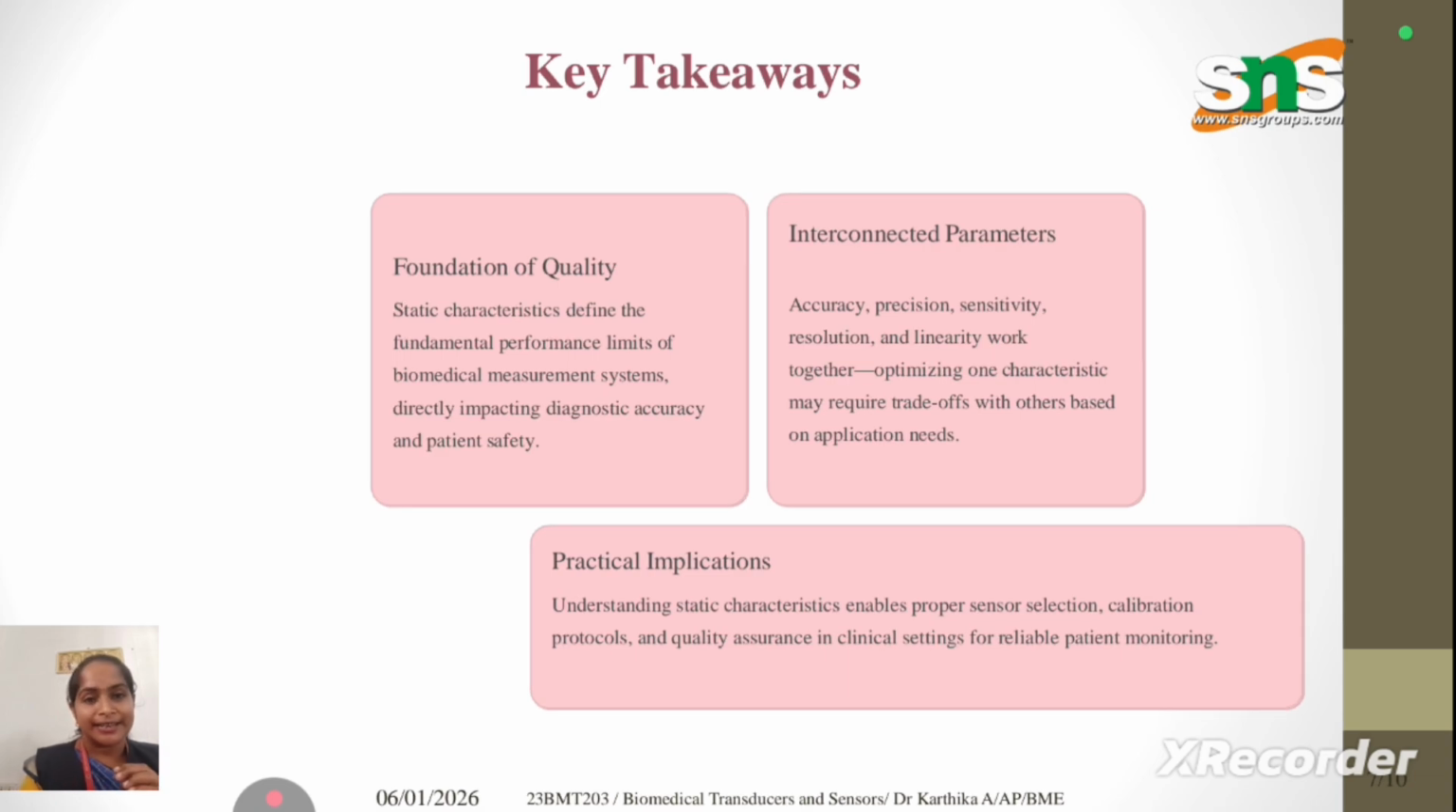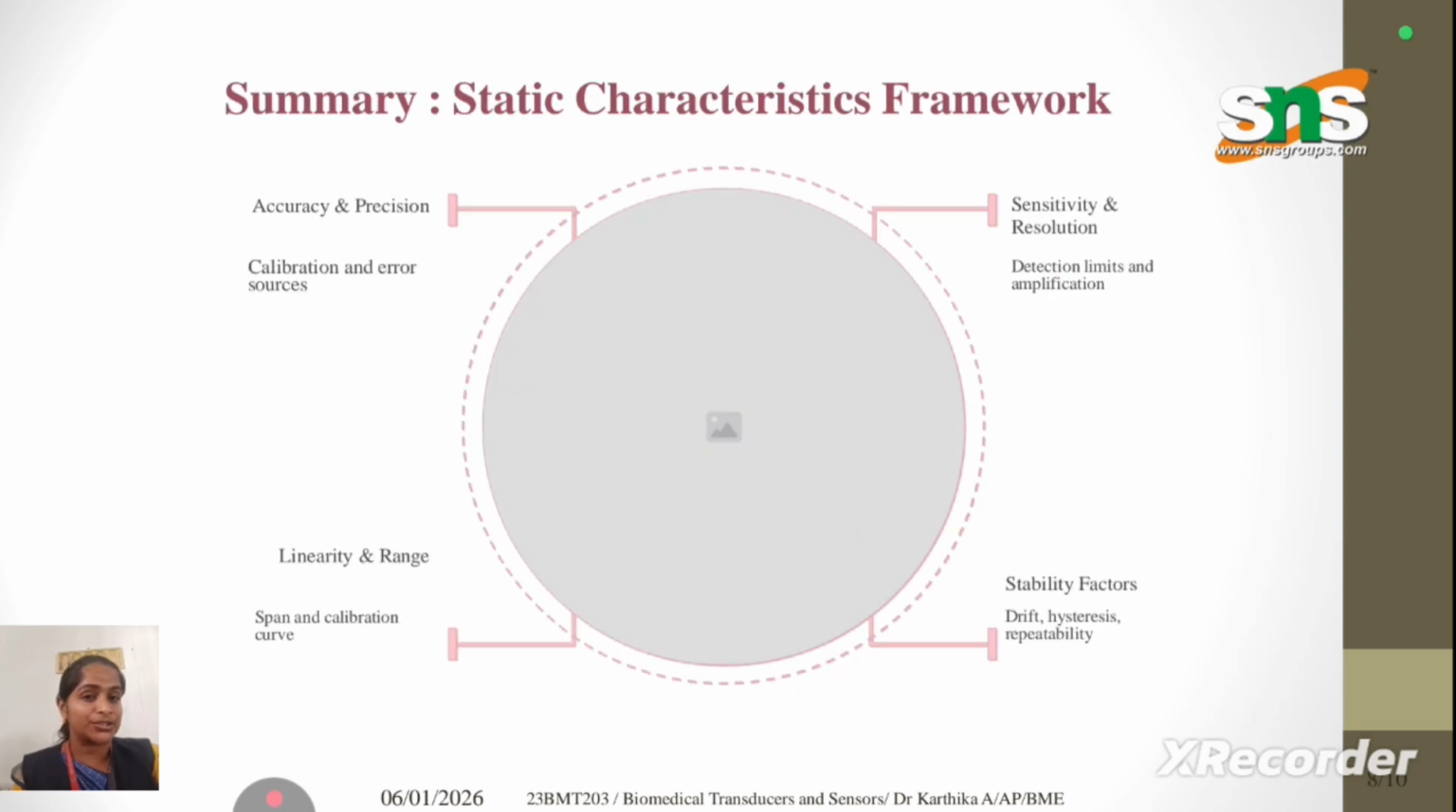In key takeaways, we have the foundation of quality, interconnected parameters, and practical implications. In the summary, we have accuracy, precision, sensitivity, and resolution. In accuracy, we have calibration and error sources. In sensitivity and resolution, we have detection limits and amplification. Remember that linearity involves range, span, and calibration curve, and stability factors include drift, hysteresis, and repeatability.